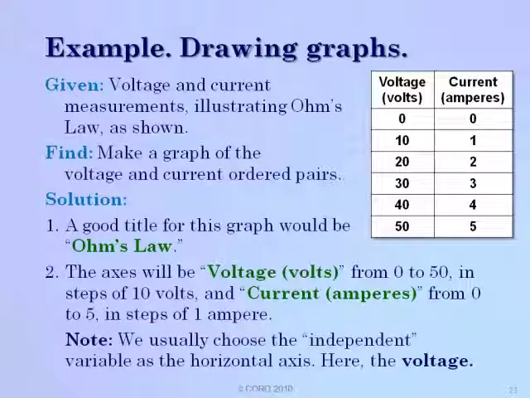We usually choose the independent variable as the horizontal axis, and so we're going to guess that the person who took this data probably turned up the voltage in 10-volt increments and then measured the current rather than the other way around. And so that would make voltage the independent variable, the one that was being controlled, and current the dependent variable, which would be the one that would go on the vertical axis.